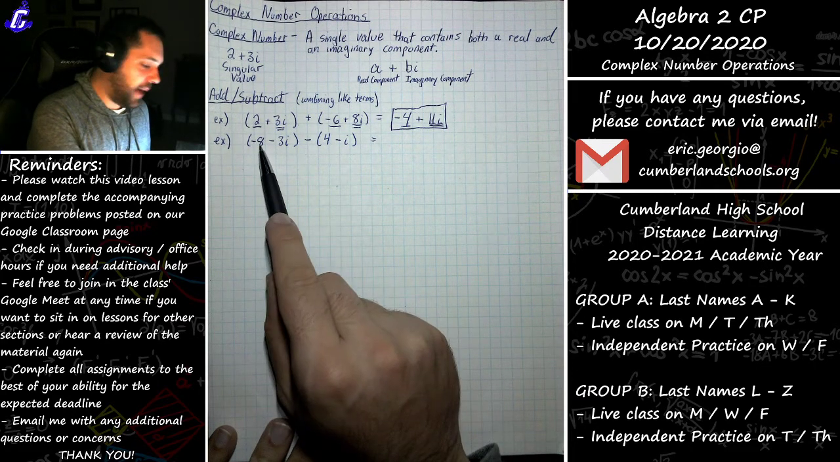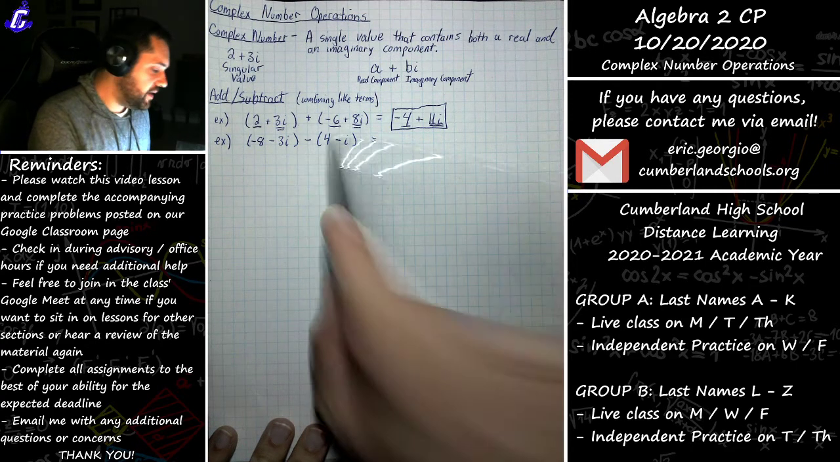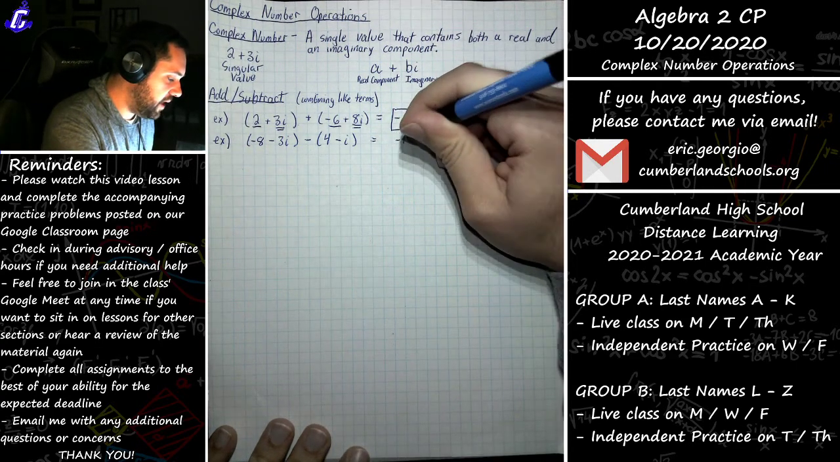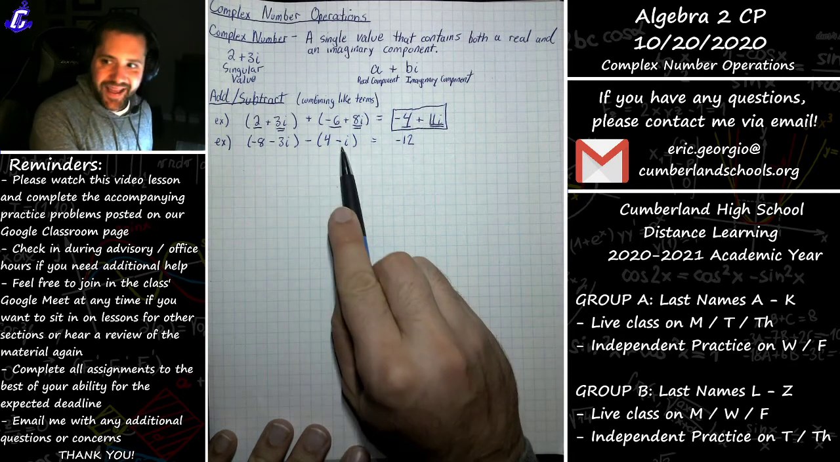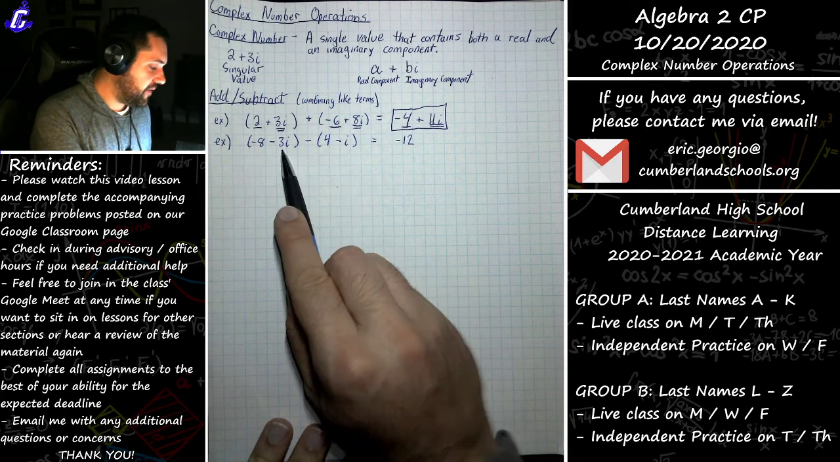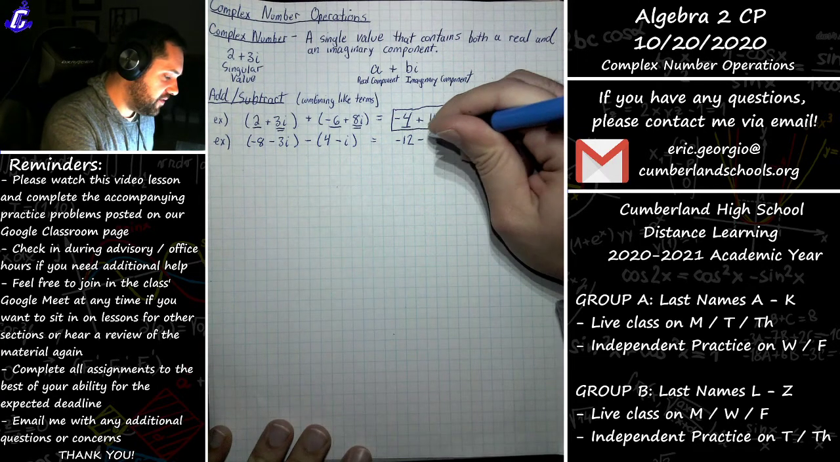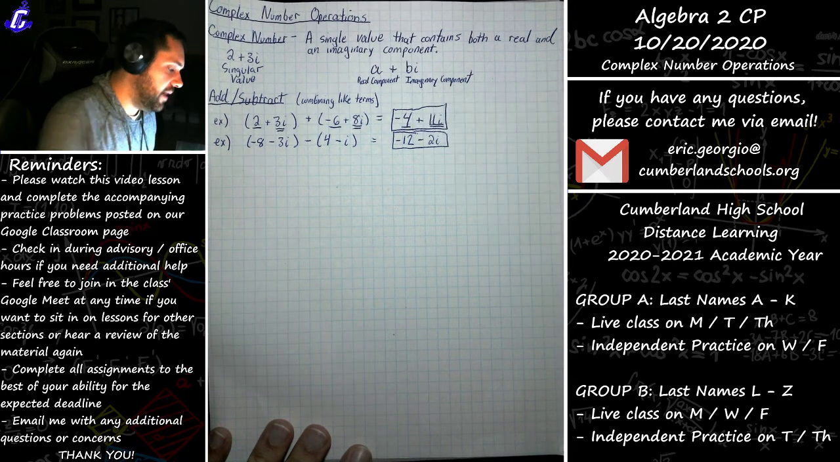So I would combine these terms by saying it's negative 8 minus 4. Negative 8 minus 4 is going to be negative 12. And then negative 3i minus negative i, minus a negative is going to be a positive. So we have negative 3i plus i, which is negative 2i. We would say that this is the number negative 12 minus 2i.